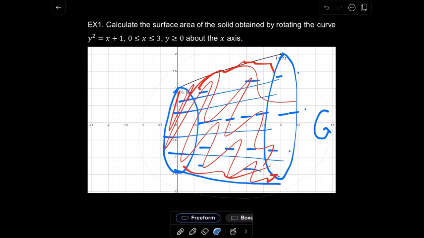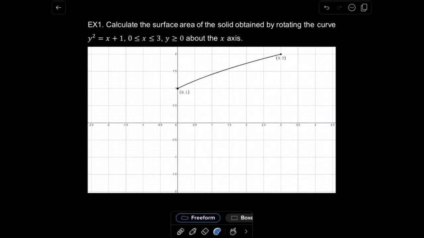Now that we know what we are doing in a picture, let's actually go ahead and calculate it. So the first step, step 1, is to check the axis of rotation.